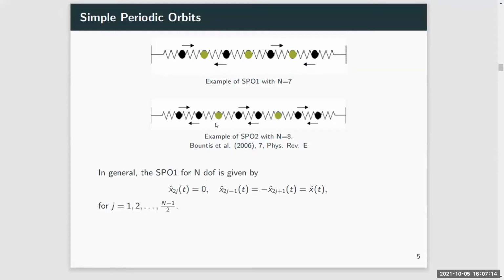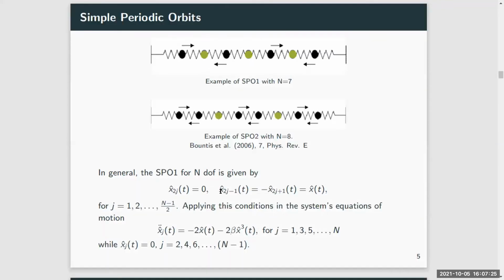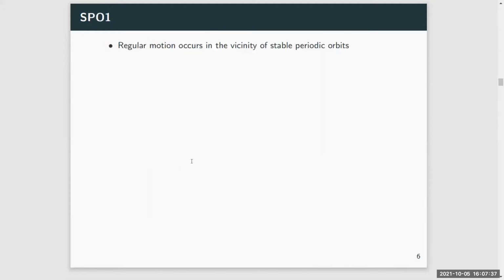So in general, mathematically, the SPO1 for N degrees of freedom is given by this equation, and applying this condition, we can have a second order nonlinear differential equation, as you can see here. In general, regular motion occurs in the vicinity of stable periodic orbits in Hamiltonian systems. Thus, in order to study the behavior of GALIs for regular orbits, we first locate some stable periodic orbits of our system, and then we compute the GALI for orbits in the neighborhood of these orbits.